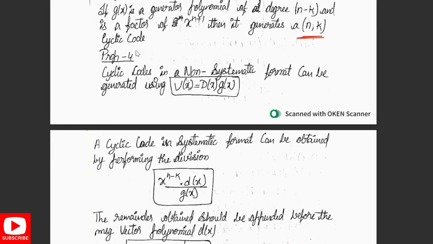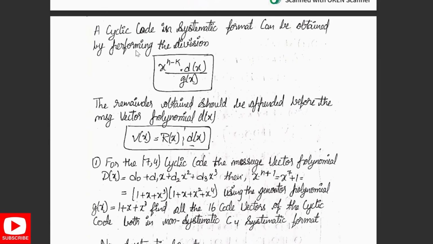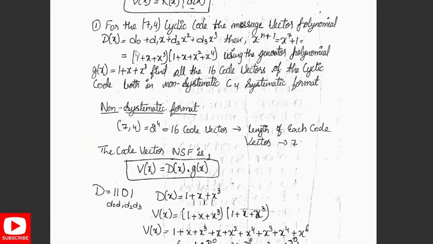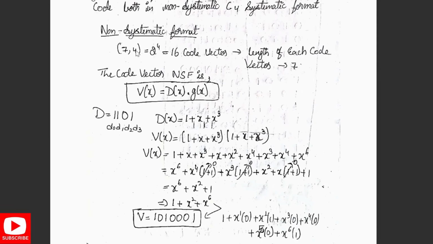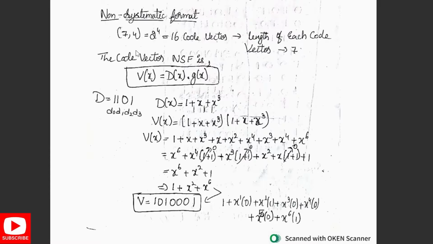Then a cyclic code in non-systematic format can be generated using this equation. Then a cyclic code in systematic format can be obtained like this. These are the general things that can be written. So next, non-systematic format means here for 7,4 you can say it is 2 power 4, 16 code vectors. Then the length of each code vector is 7. So the code vector is V of x equal to d of x into G of x.